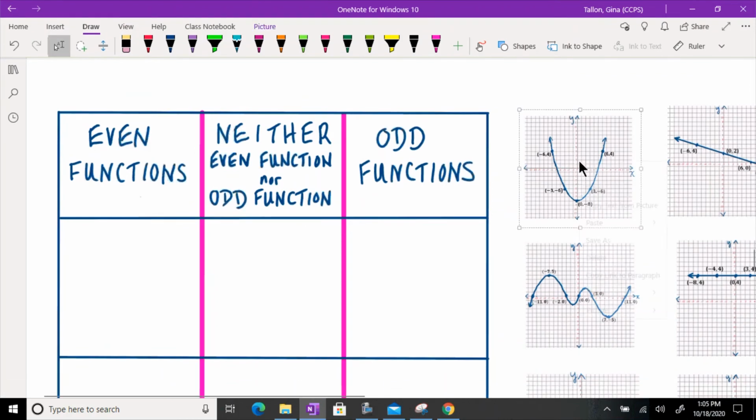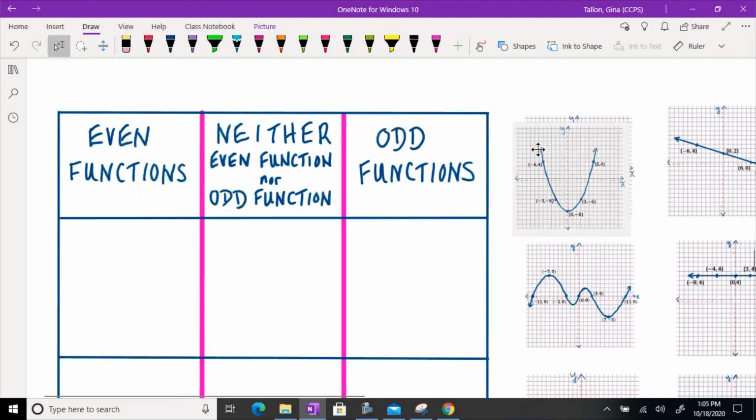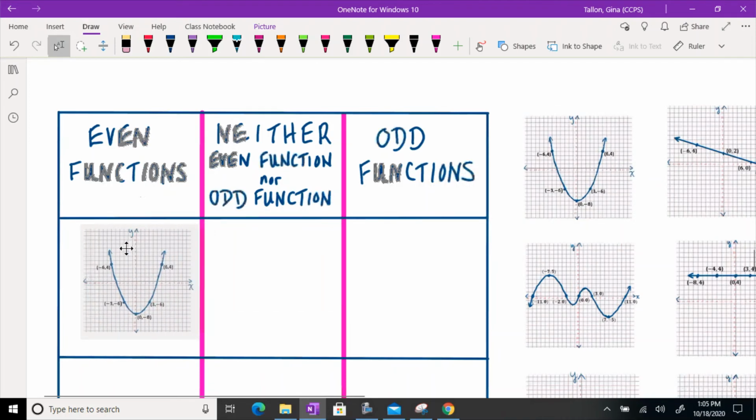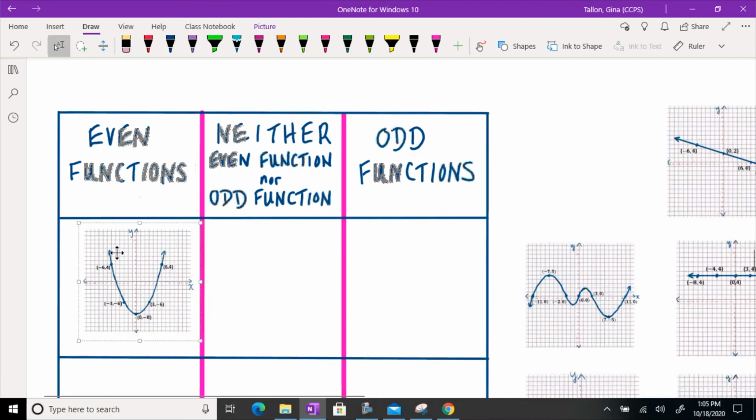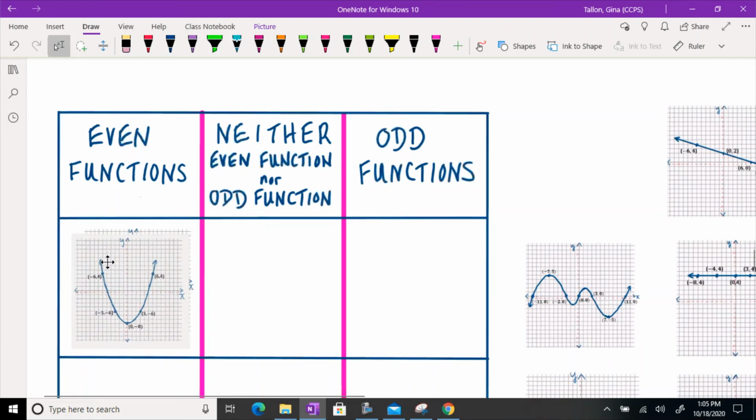Okay, so I'm going to select this function, and this looks like it has line symmetry over the y-axis. So I'm going to click and drag, and I'm going to put this where even functions go. And this is an example of an even function. I don't like the fact that it's hopping, so I'm going to press the Alt button, and I'm going to select this thing and move it really nice right in the center. Then let go of my slider before I release my Alt button. The Alt button is the first and last thing you push when you want to do that.